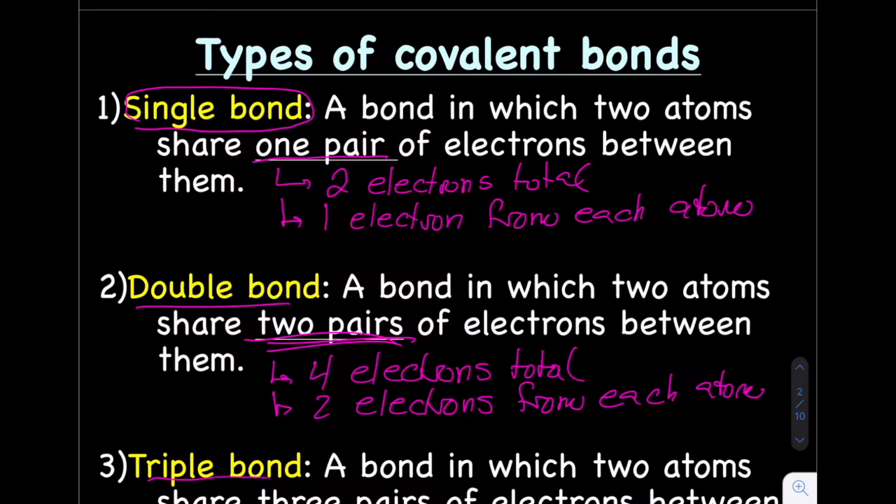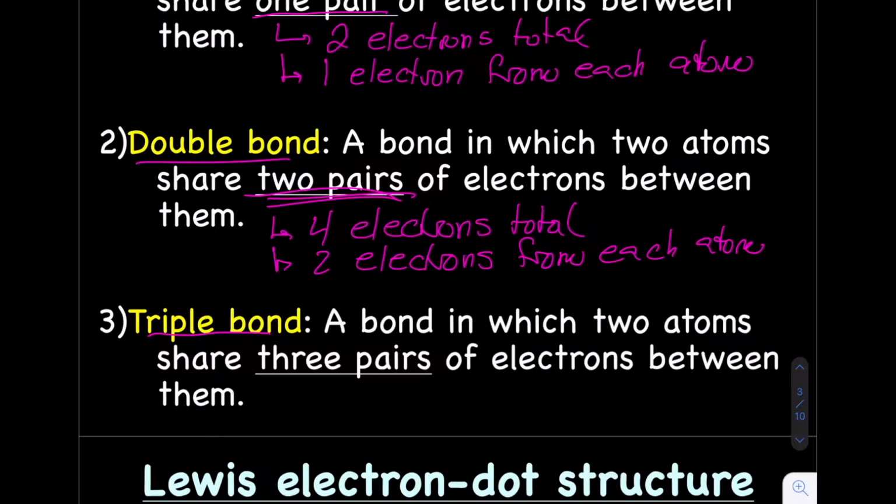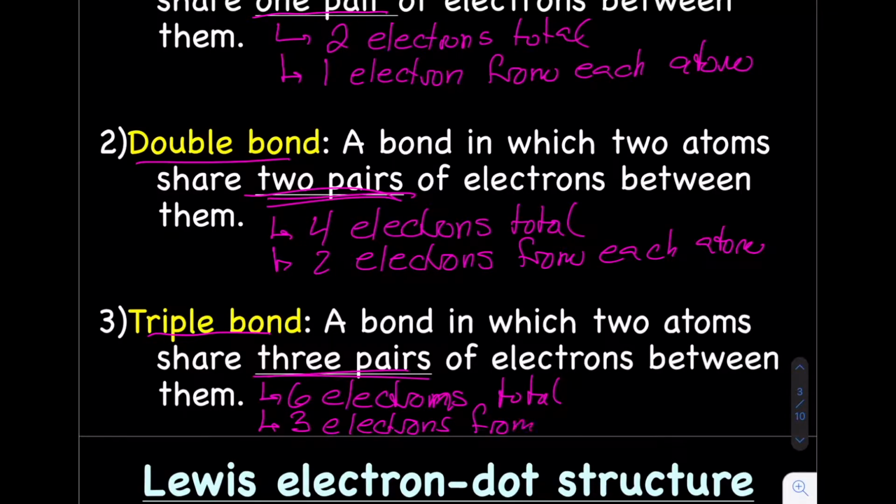Before I show the definition, think it through. If a single bond shares 1 pair of electrons, or 2 electrons total, and a double bond shares 2 pairs of electrons, 4 electrons total, a triple bond is a bond in which 2 atoms share 3 pairs of electrons, or 6 electrons total, which means 3 electrons from each atom. All right, so we have single bonds, double bonds, triple bonds: 1 pair of electrons, 2 pairs of electrons, 3 pairs of electrons.